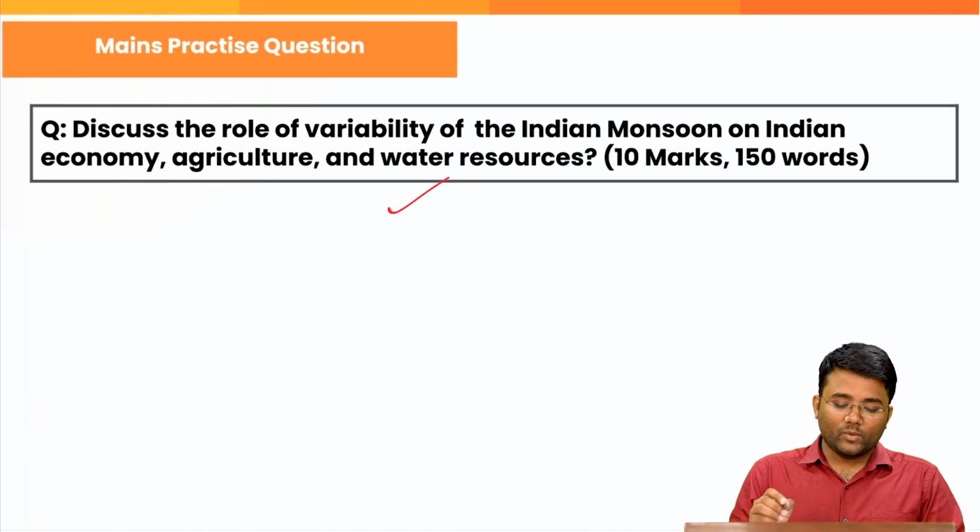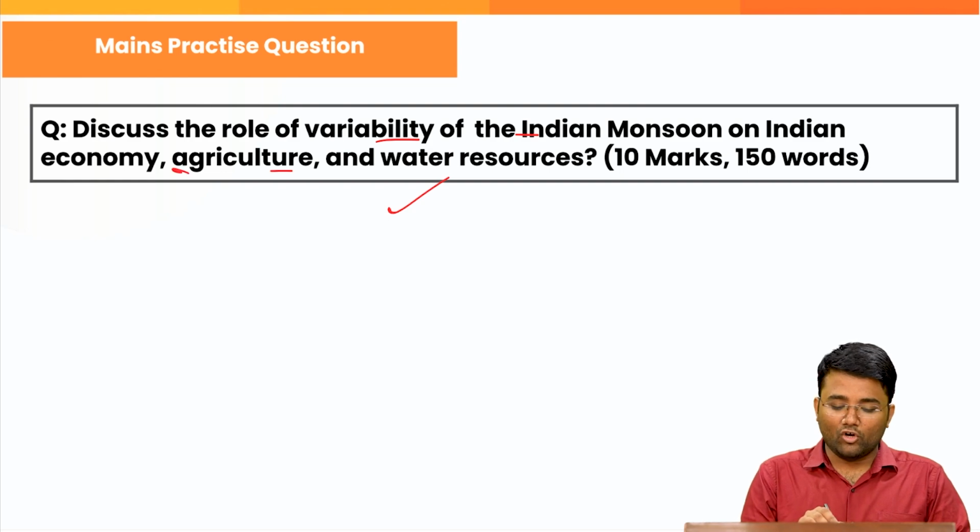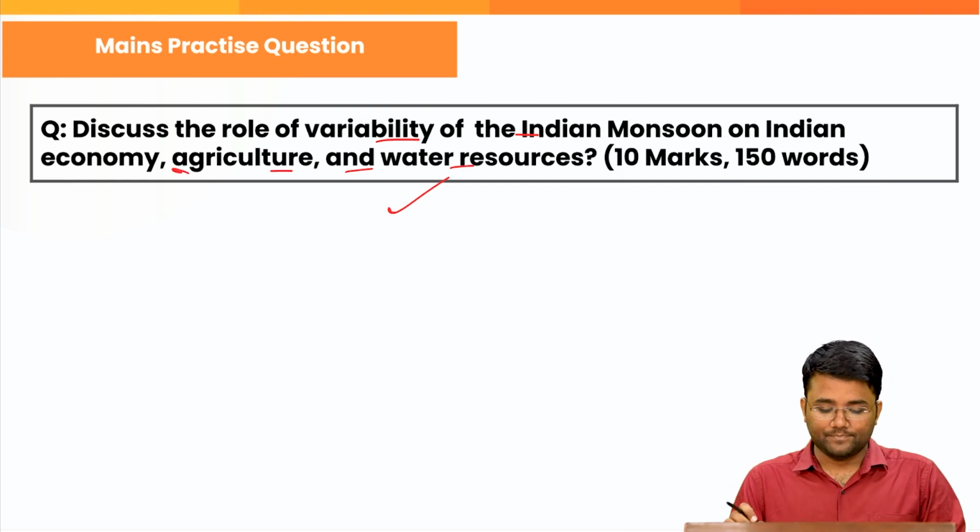And this is a mains practice question that you can write from this topic. Discuss the role of variability of Indian monsoon on Indian economy, agriculture and water resources.